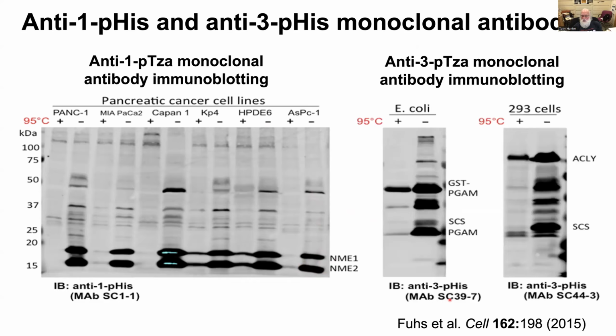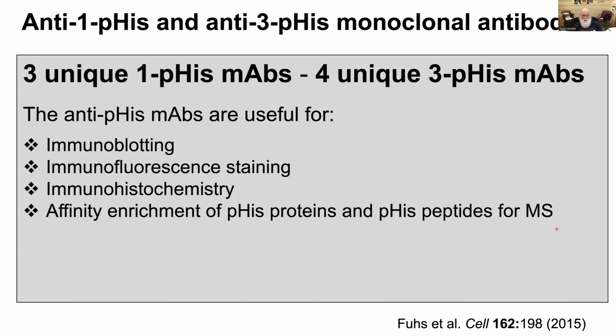Where we used our 3 phosphohistidine monoclonals on either an E. coli lysate or a 293 cell lysate, again with a heating control, you can see a large number of bands that disappear with heating a sample buffer, some of which we actually know what they are. So we've been able to use these antibodies for immunoblotting under special conditions, IF staining, immunohistochemistry, and for affinity enrichment of phosphohistidine proteins and peptides for mass spec analysis.